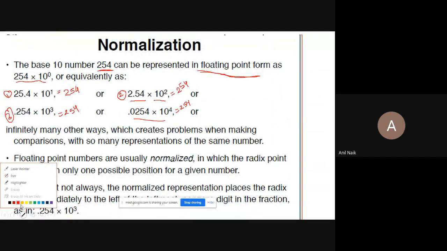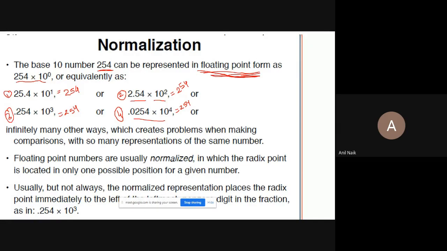I hope you are getting the concept. There is no change in the final result: 254. So 2.54 into 10 raised to 2 is equivalent to 0.0254 into 10 raised to 4. The final result is 254 only. We are just shifting the decimal point. So that is floating point representation. Such large numbers we can represent in a small form.